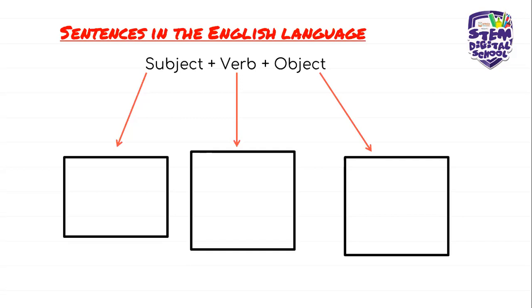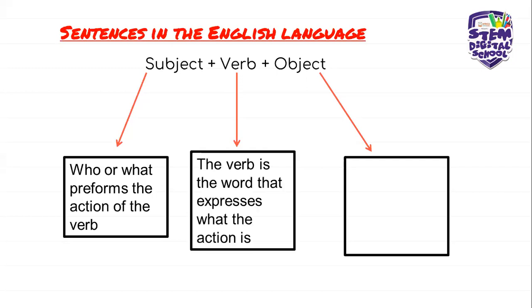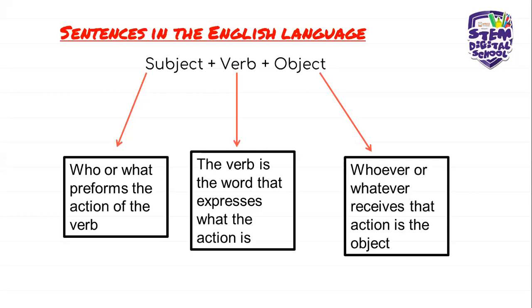Okay, so this is your most important slide of the subject, verb, and object. It says who or what performs the action of the verb. That is how you identify the subject. Now, a verb is the action word. It expresses the action that's being done. And your object is whoever or whatever received the action of the verb.